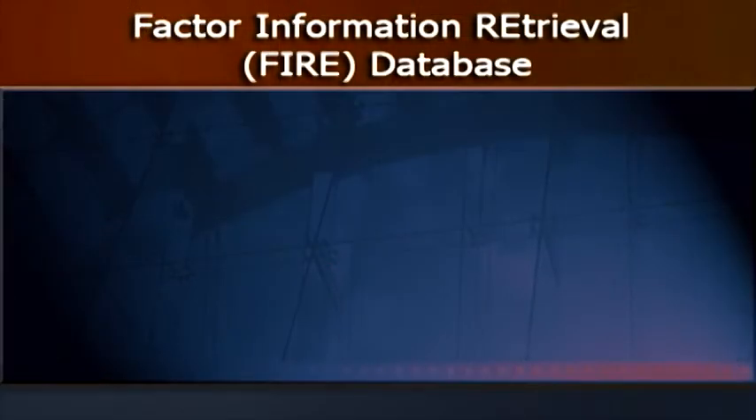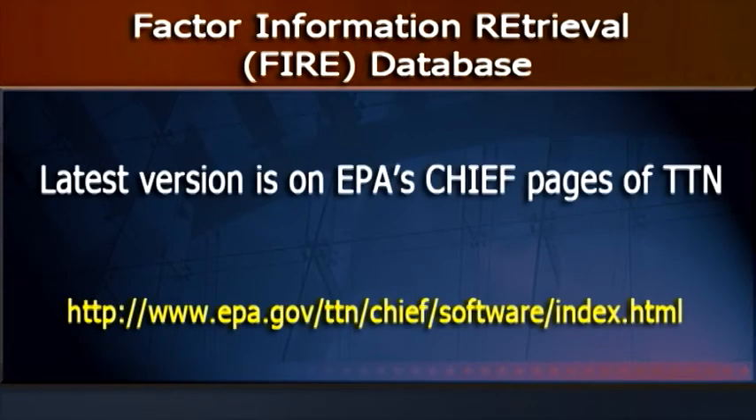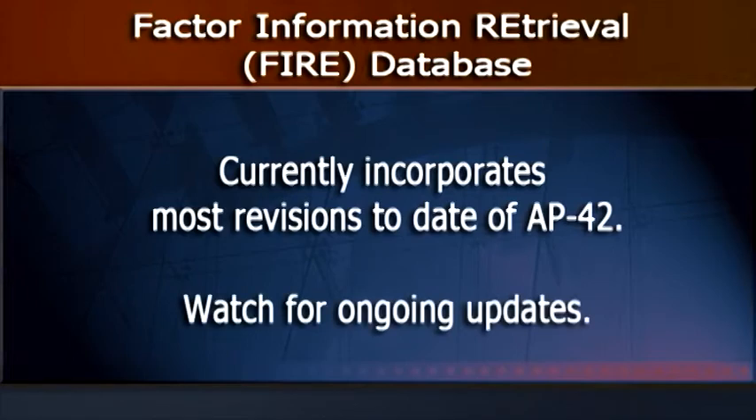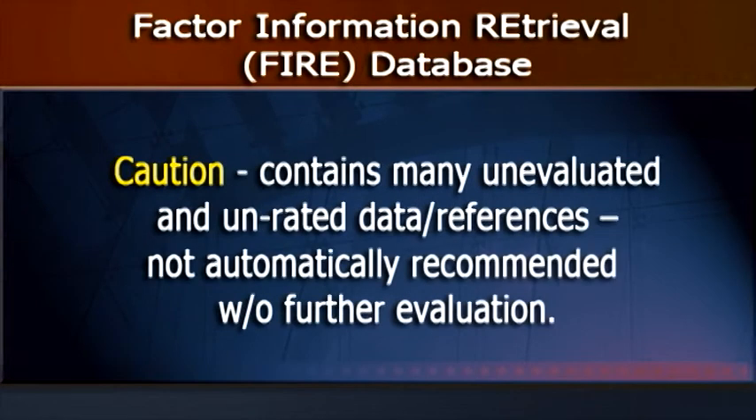Let's talk a bit more about FIRE, not the flaming kind, but the Factor Information and Retrieval database. The latest version available is on EPA's CHIEF website. FIRE is currently updated to incorporate most revisions to date of AP-42 as of 2010. Watch for ongoing updates. A caution though, FIRE contains many unevaluated and unrated data and references. We recommend further evaluation before you use any factors that come from FIRE.